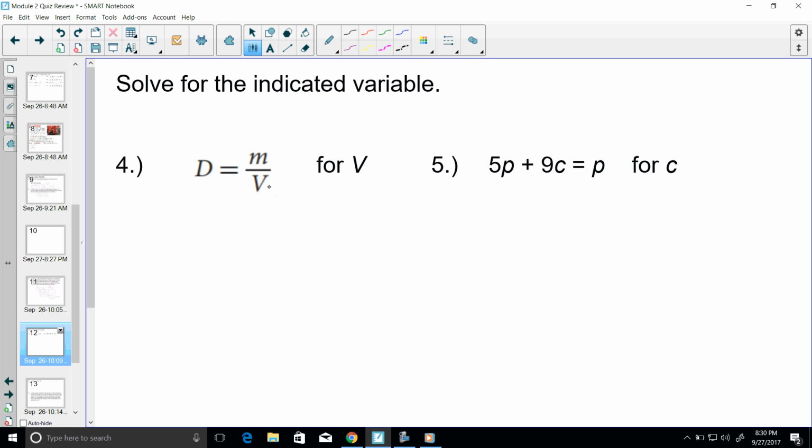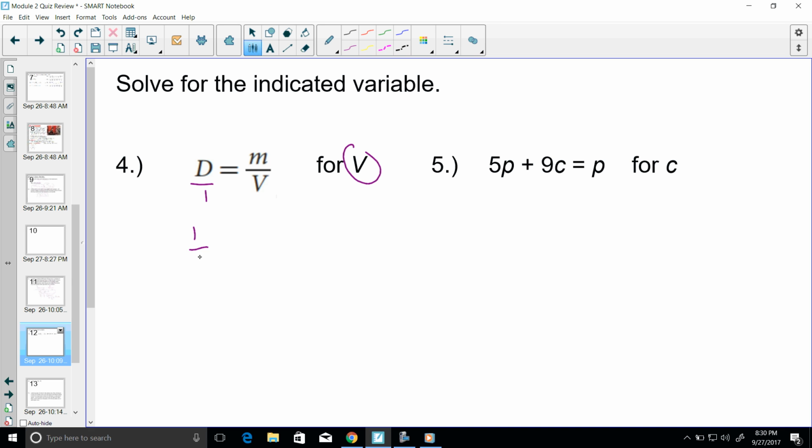These are literal equations. Remember, we got to solve for the requested variable, and we have no numerical answer. It's an expression on the other side. So I have to solve for V. Well, when I do that, V is in the denominator right now. So one of the things that I'm going to do is notice that I can put this over 1. And I'm going to make this a little bit more comfortable.